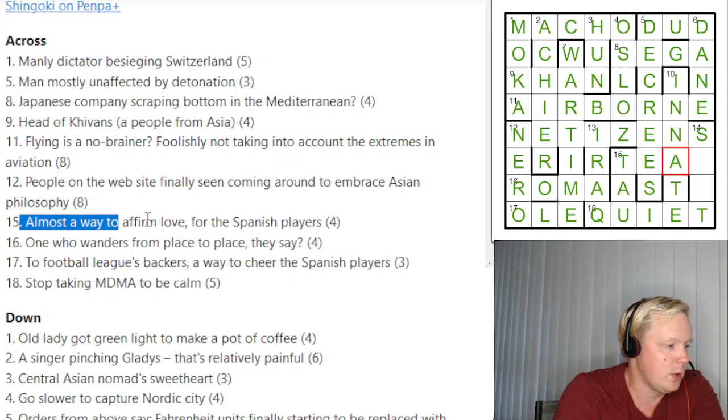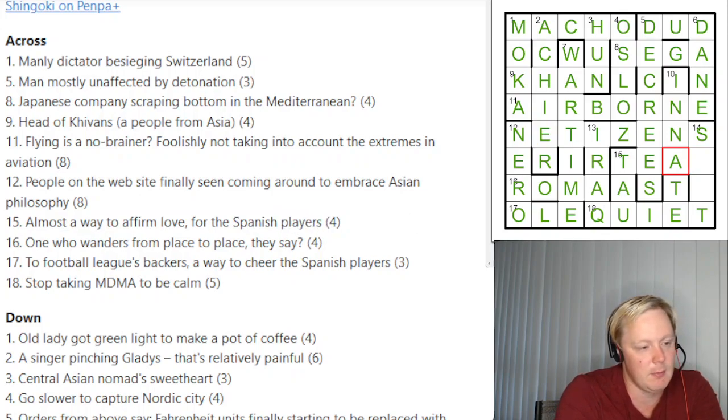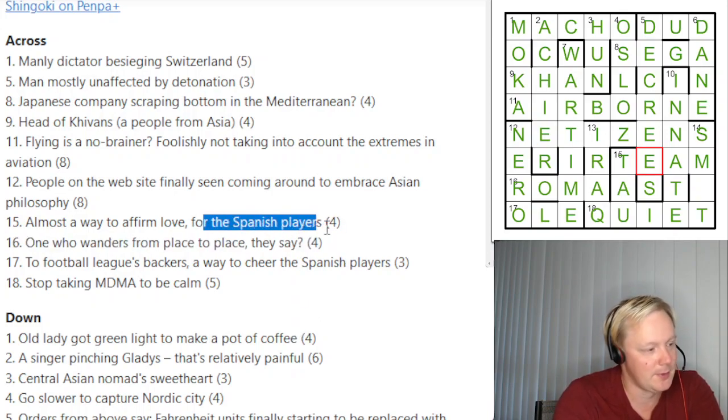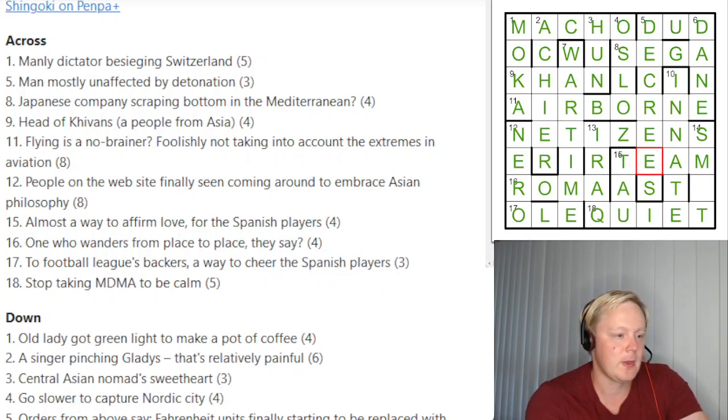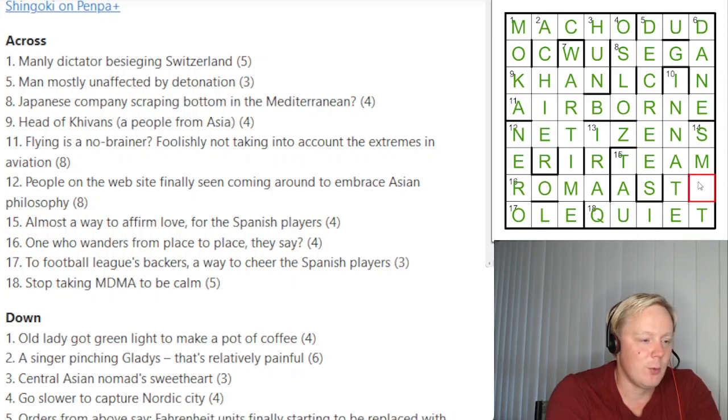So almost a word to affirm love for the Spanish players. Okay, so players is team. And for the Spanish, a way to affirm love is like to say I love you, te amo, without the O. And it's almost, like almost the entire phrase. Remove the O there and you get players, team. So the Spanish players are not in the same meaning as in this one. And now we only have one letter to fill.